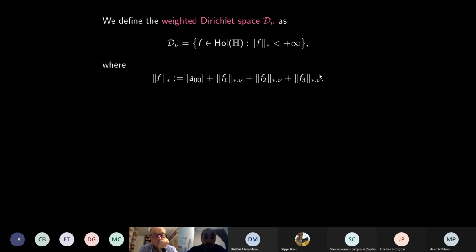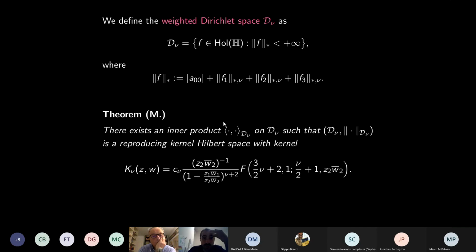Once we have this, we have defined the space, we can actually find a different inner product on this weighted Dirichlet space, which I denote by the bracket sub d nu, such that the weighted Dirichlet space with respect to the norm induced by this reproducing kernel is our space, and the kernel is the one we were looking for. So it is a kernel of our family for nu between -2 and -1.